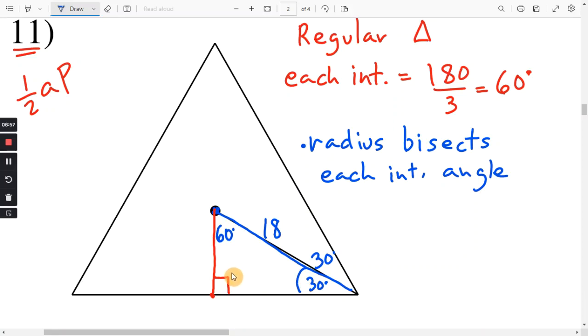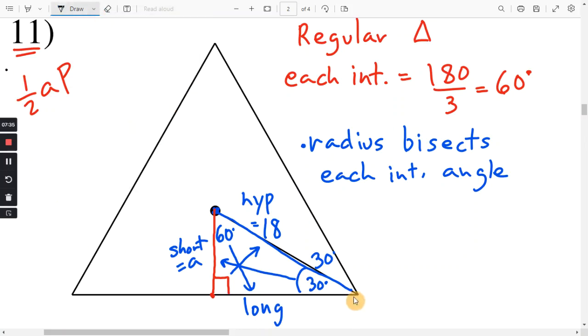So you go across from your right angle, and that 18 is your hypotenuse. Okay, you go across from 30, and that is your short side. And we said this was the apothem, so the short side equals A. And across from 60 is your long side. All right, so I'll just leave it as long.